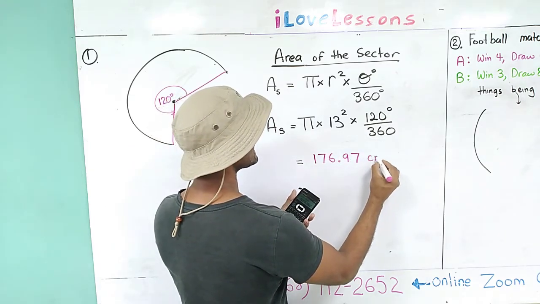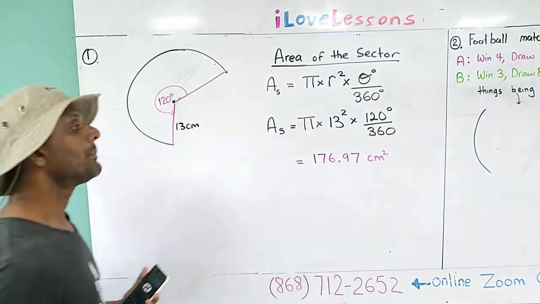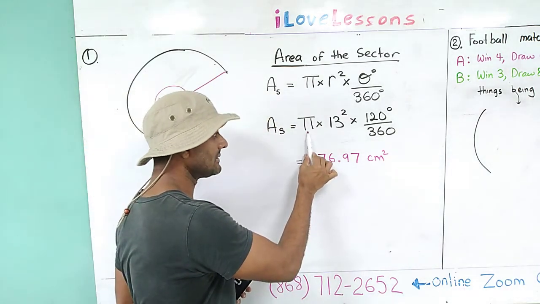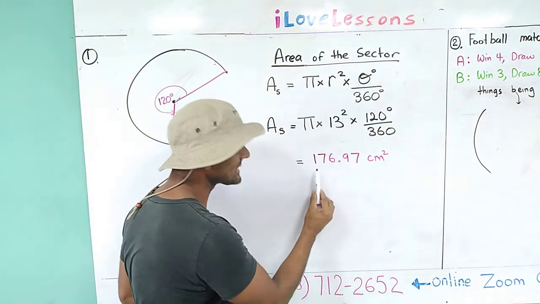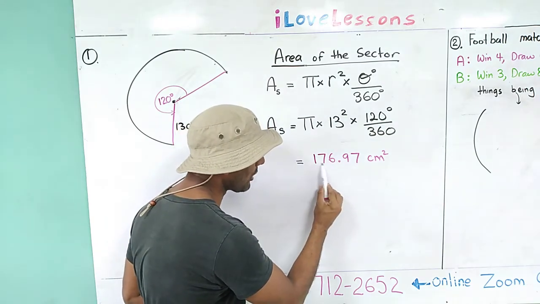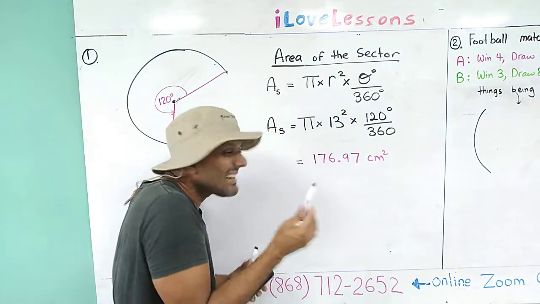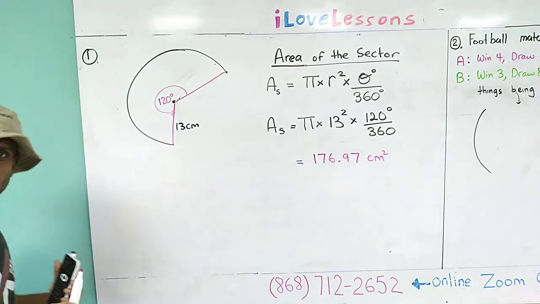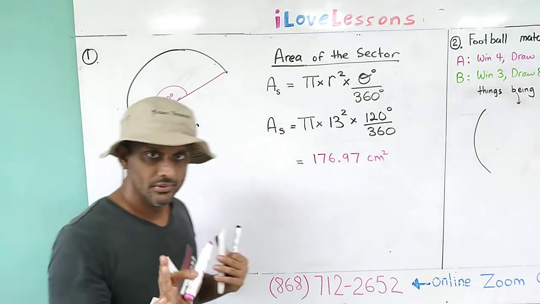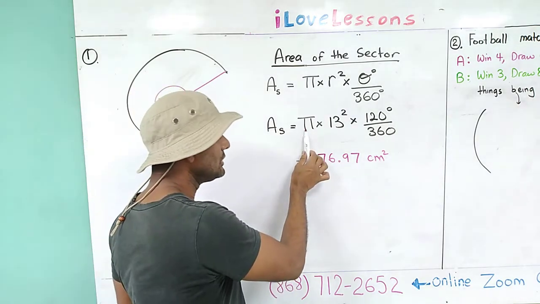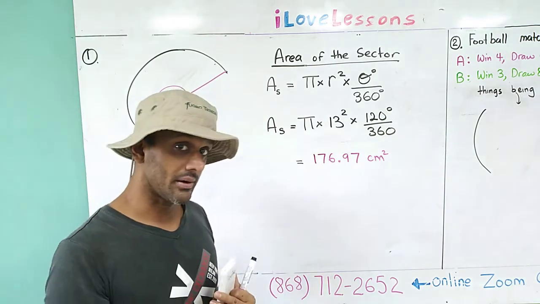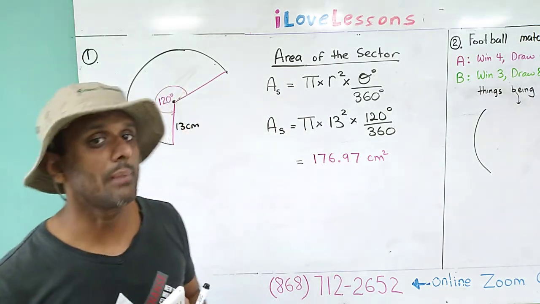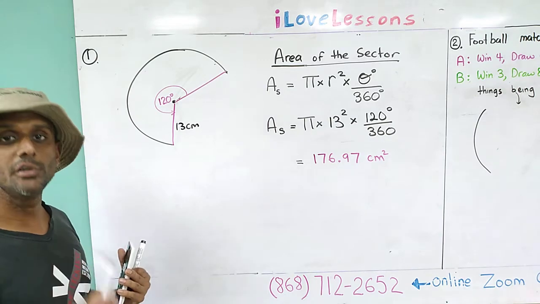176.97 centimeters squared. Please note I am using the pi button. If you use 22/7, it will be slightly different. It might be 177. It will be slightly bigger. Don't let it bug you. Whatever you plan to use, you have to write it on the paper. Don't keep it upstairs in your imagination. You will confuse the examiner.